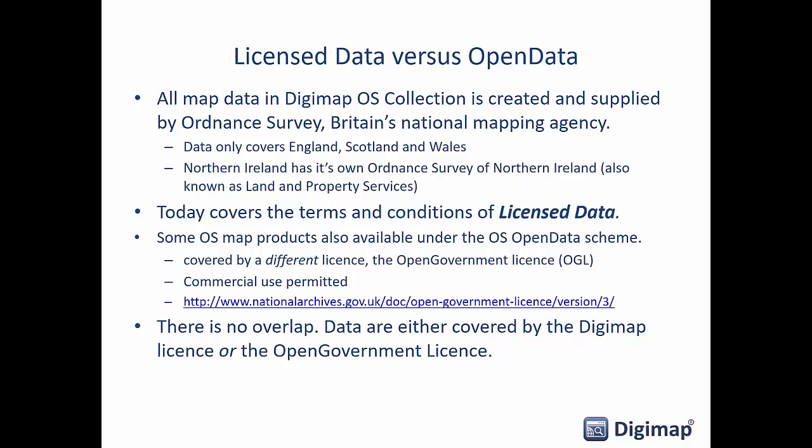Different Ordnance Survey products are covered by different licenses. So some of them are open data products and some of them are licensed products. And the data is either covered by one license or the other. There's no overlap. So you can't have one product that is affected by two licenses. So what we're going to concentrate on today is the licensed data. The open data is available through Digimap, and you can take it from Digimap, that's fine, and it is still subject to the open license.